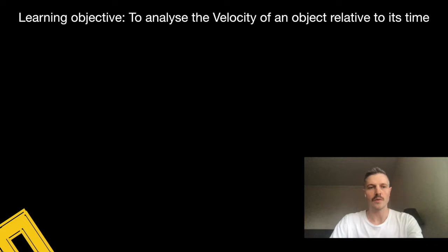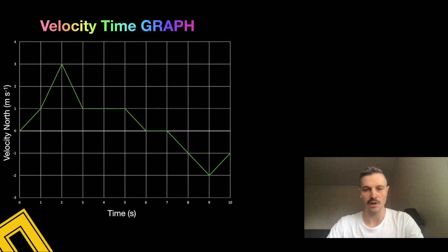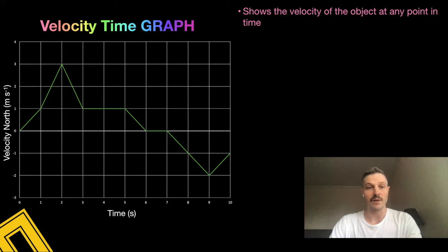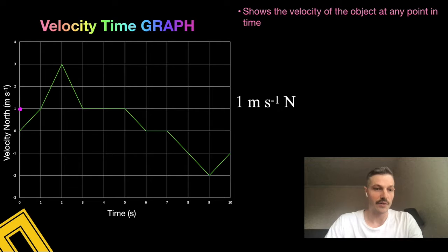The learning objective for this video is to analyze the velocity of an object relative to its time. To do that, we're going to be looking at a velocity time graph. A velocity time graph enables us to determine the velocity of an object at any point in time. So take, for example, 5 seconds: we can use the graph to determine that it is 1 meter per second north, because as you can see, the axis is velocity north.